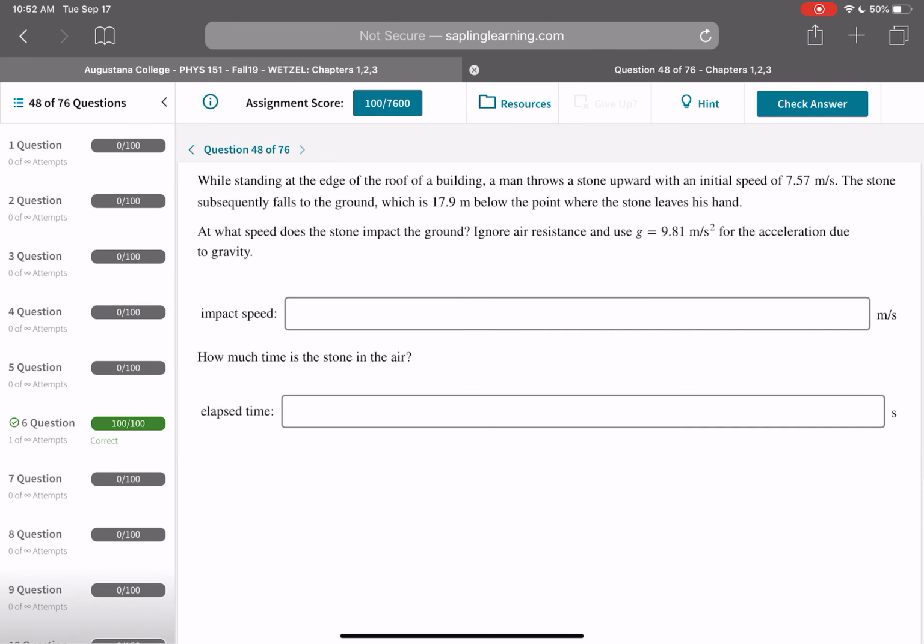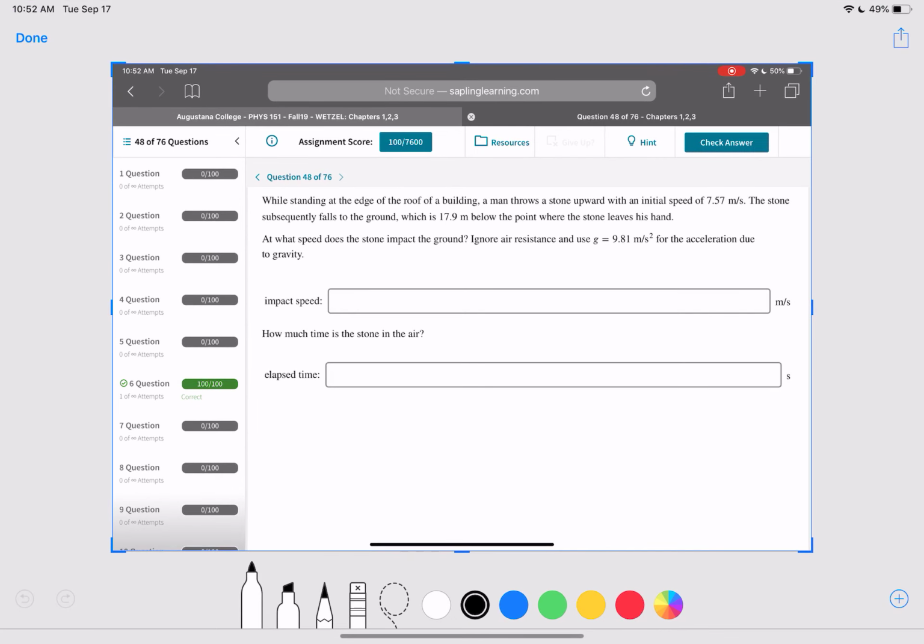Okay. While standing on the edge of the roof of a building, a man throws a stone upward with an initial speed of 7.57 meters per second. The stone subsequently falls to the ground, which is 17.9 meters below where the stone leaves his hand. What speed does the stone impact the ground? Okay, so we've got a guy throwing a projectile or a stone upward, and then it falls to the ground the rest of the way. Okay, it's 17.9 meters during that trip.